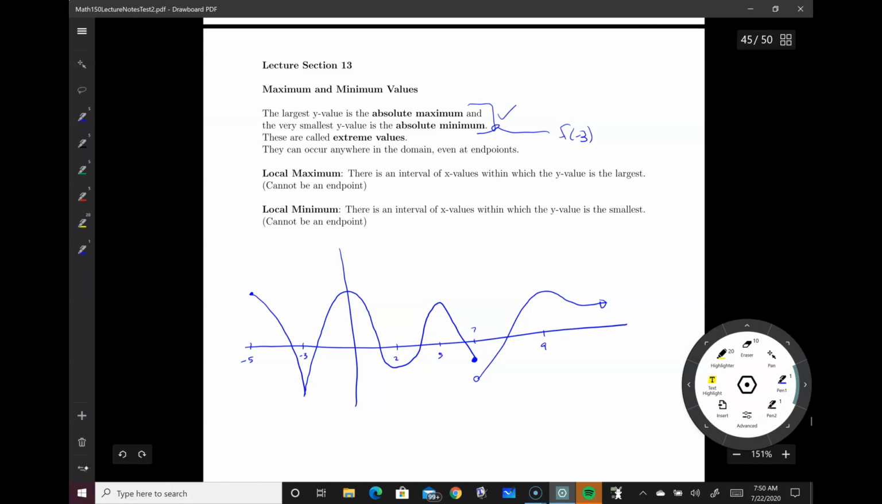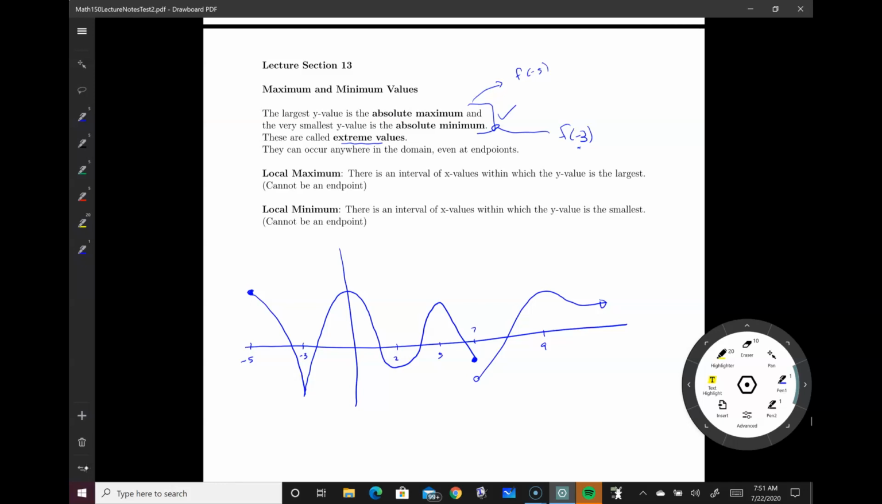I want you to get in the habit of identifying the x value that the minimum is occurring at. And then the very, very largest y value, I tried to draw it as this one up here, make it a little bit higher there. So the very, very highest y value would be f of -5, right? Okay, so very highest y value, very lowest y value.